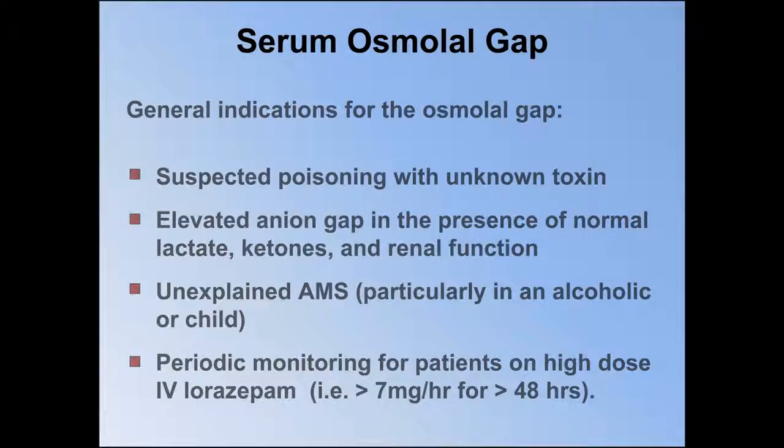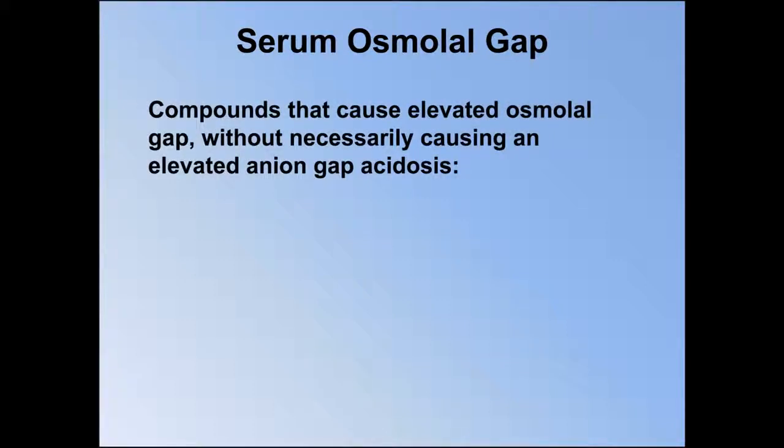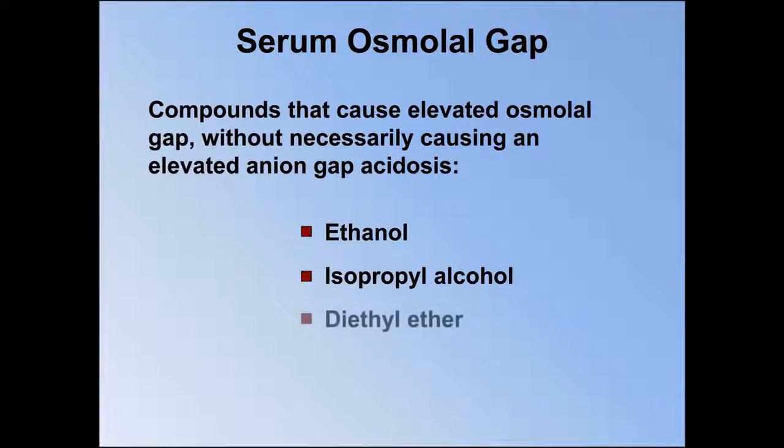There are a few compounds that can cause an elevated osmolar gap without necessarily causing an elevated anion gap acidosis. These include ethanol, which is by far the most common cause of an osmolar gap, isopropyl alcohol, which is found in some brands of rubbing alcohol, as well as the form of alcohol in most alcohol swabs, diethyl ether, which is an industrial solvent that was used as an early anesthetic in the late 19th and early 20th centuries, and finally mannitol, used to induce an osmotic diuresis or to reduce intracranial pressure in patients with certain neurologic catastrophes.